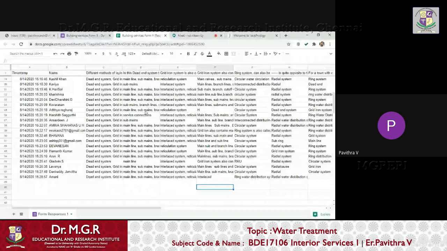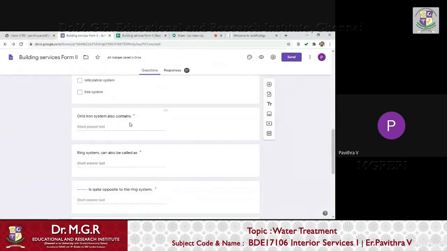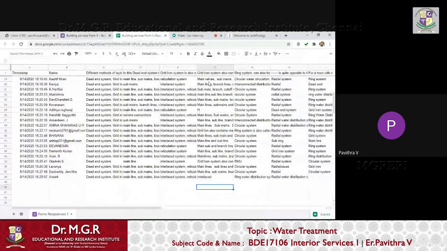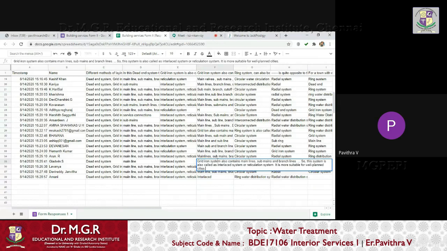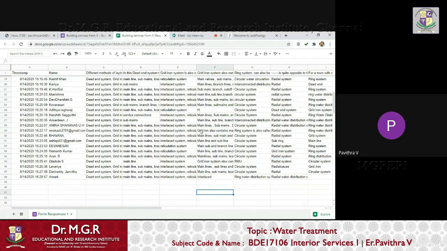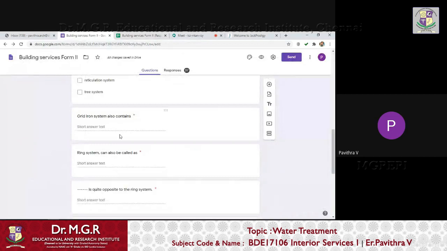The grid iron system also contains main valves, mains, sub-mains, and branches. Many of them have given the right answer. Very good. Gladwin has given a definition, which is very good. Aditya doesn't know the answer and has given just H. Many of them have given the answer. Very good.